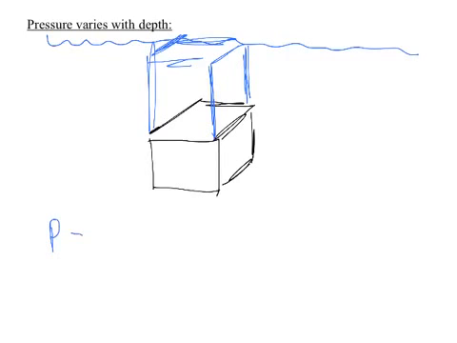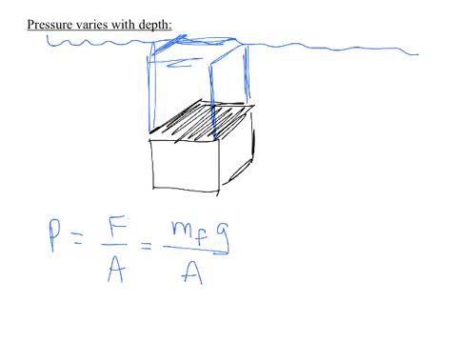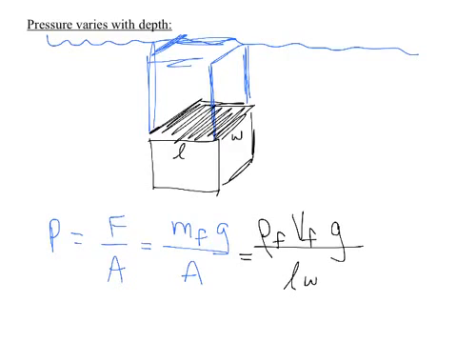So right away we know that the pressure equals force over area, but the force felt is the weight of the fluid, which is the mass times gravity of the fluid, over the cross-sectional area. Well, the cross-sectional area is this area right here. If I consider this to be length and width, I can replace this with LW here, right? Well, take a look at this. This is the mass of the fluid. Mass is really density times the volume of the fluid times gravity.